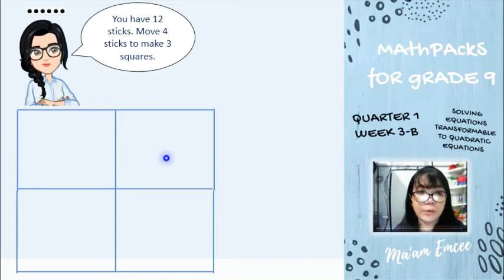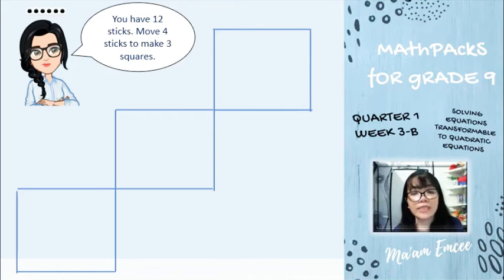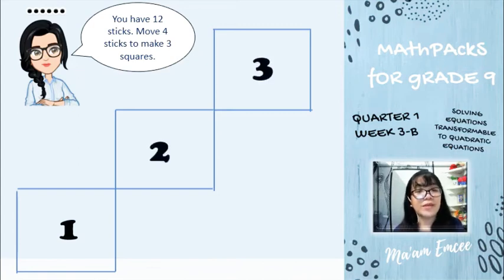Again, we will be moving 4 sticks only. Let us count. I have moved 1 stick already, and then the second stick, the third stick, and the last stick. So we have moved 4 sticks. Now let us count how many squares we have. We have 1, 2, and then 3. So we have moved 4 sticks to make 3 squares. That is how you do this challenge. Now let us proceed with the second one.